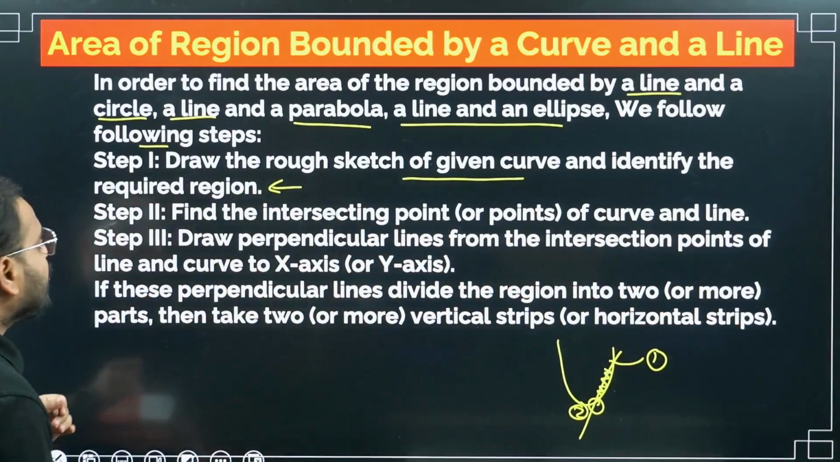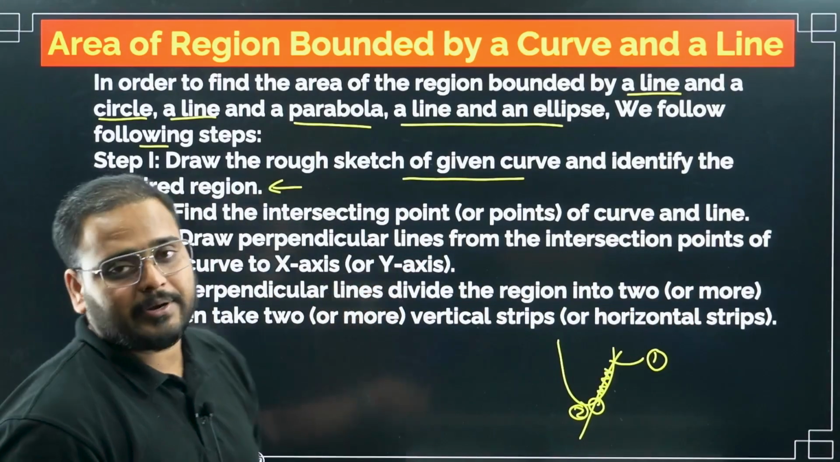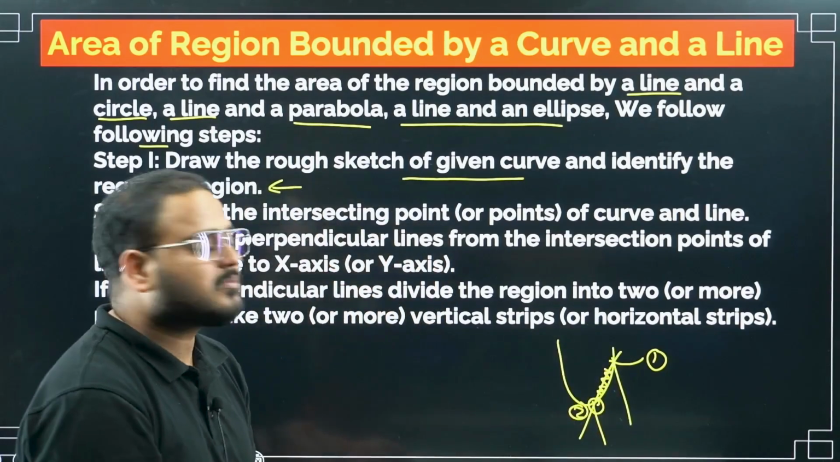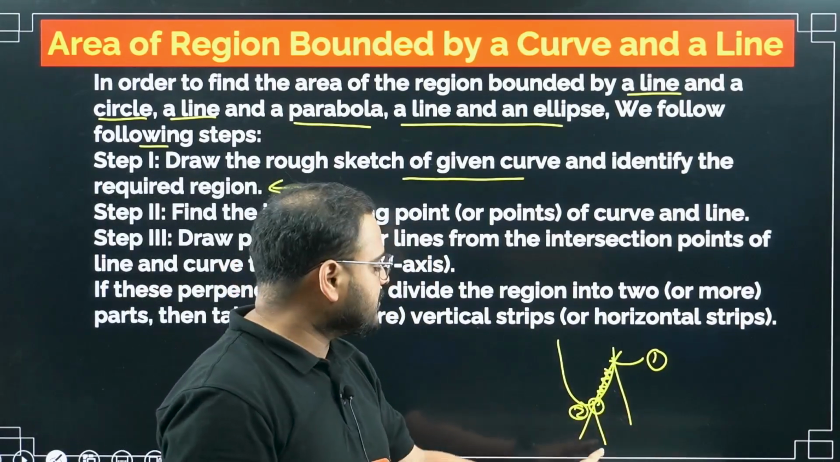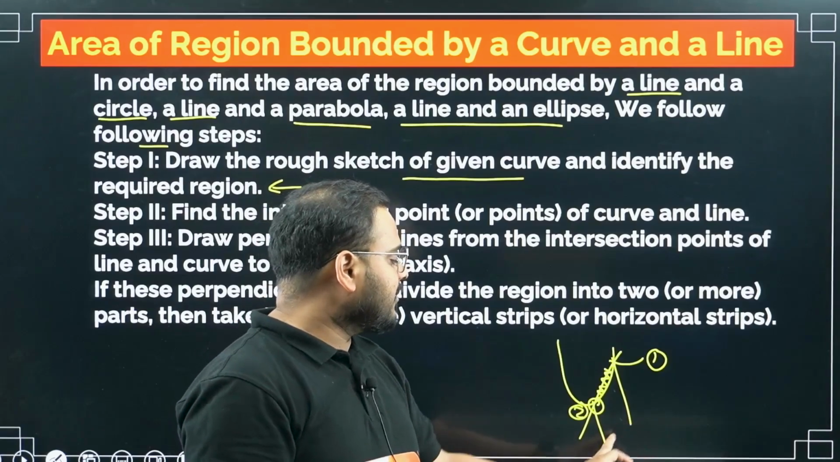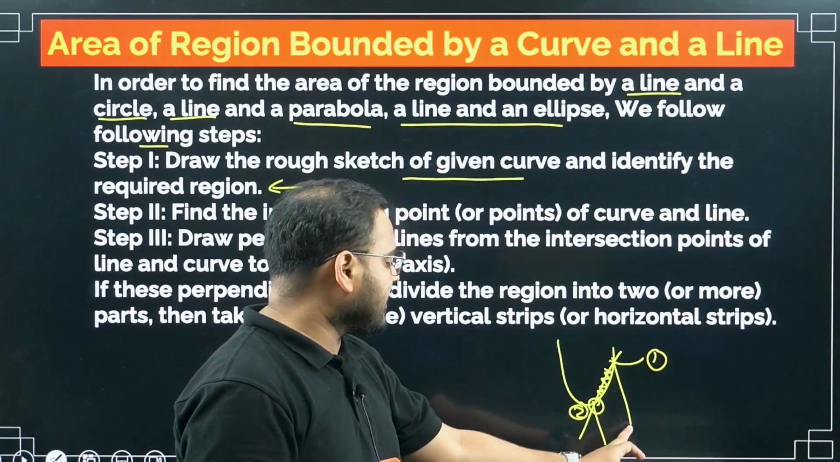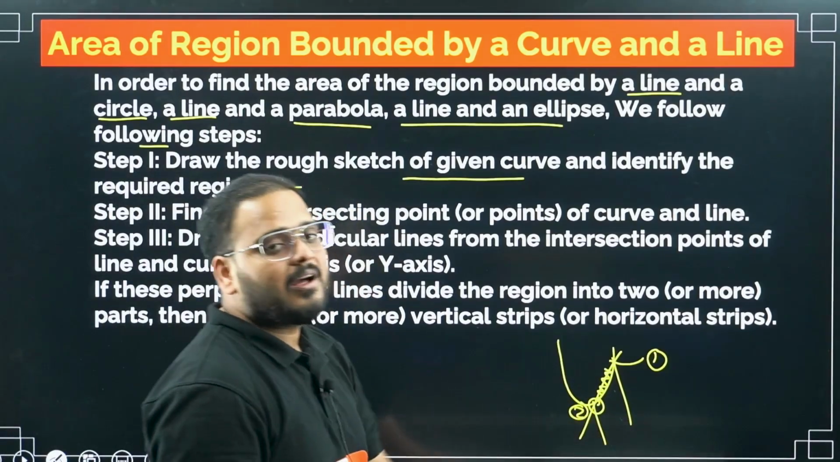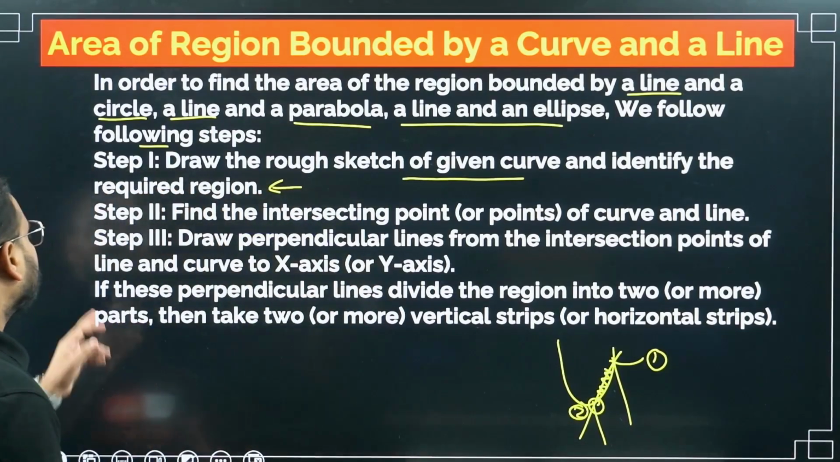Step number 3, draw perpendicular lines from the intersecting point. Like this, as we have drawn in the previous cases. How come, sir? To find the limits. My lower limit and upper limit will be these x values, and then I can enclose the area from here to here that I'm looking for.